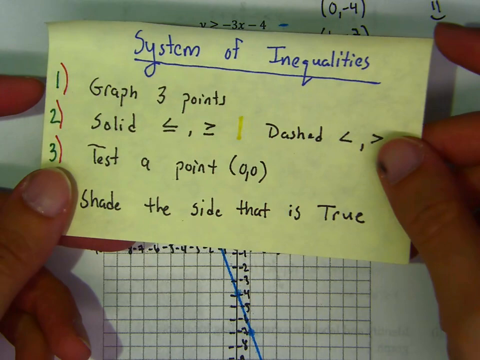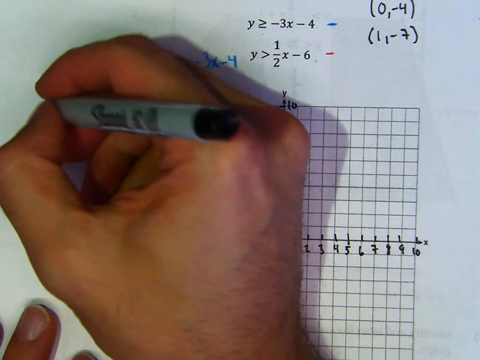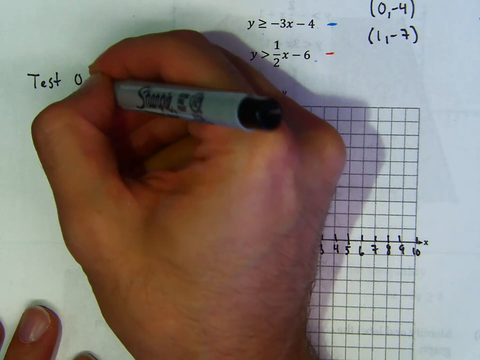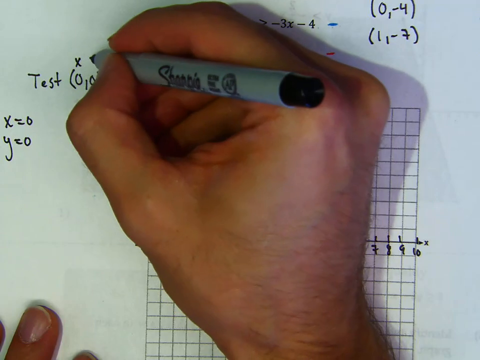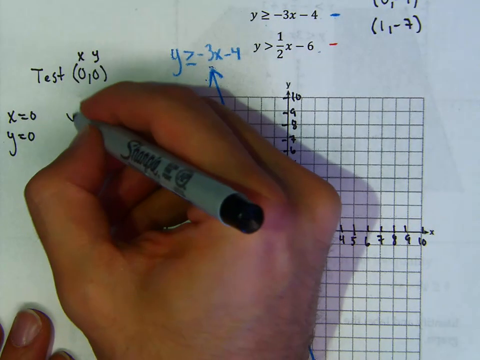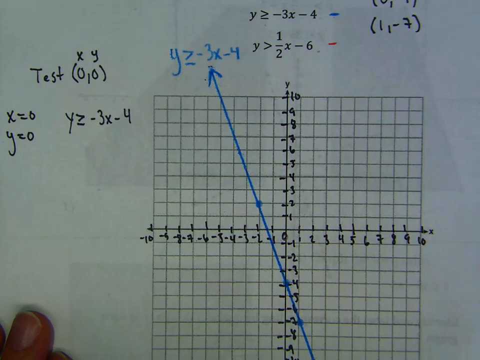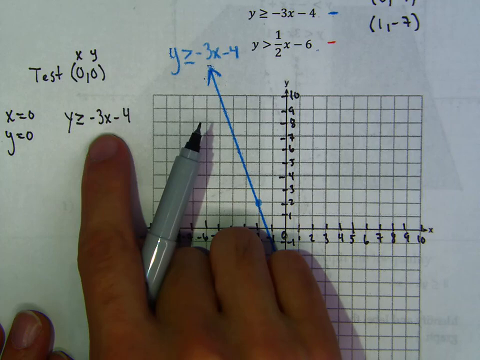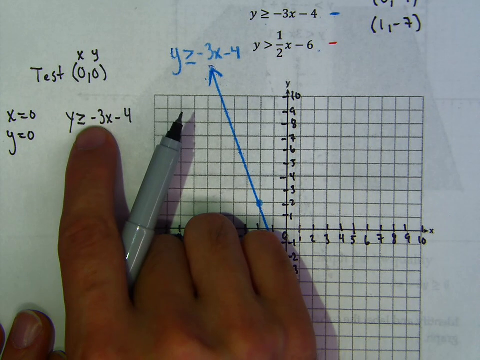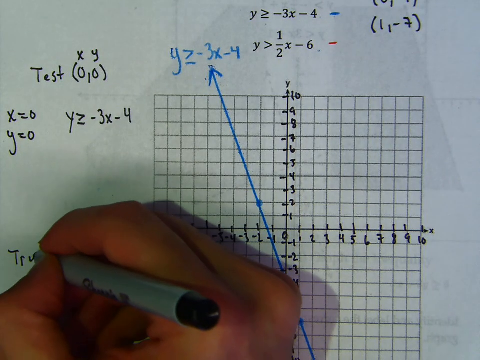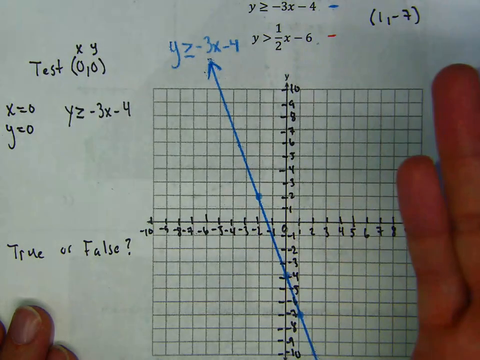Easy peasy. Graph your 3 points, draw the line, now the test point. So what do I show this inequality, test 0, 0, right? X equals 0, y equals 0, right? Because this is my x and this is my y. What's the inequality? Y greater than or equal to negative 3x minus 4. And I want you to pause the video and try this by yourself, okay? Pause the video, try this by yourself, plug in the values. Is it true or false? Right? Is it true or false? Question mark. And then which side am I going to shade? Right?